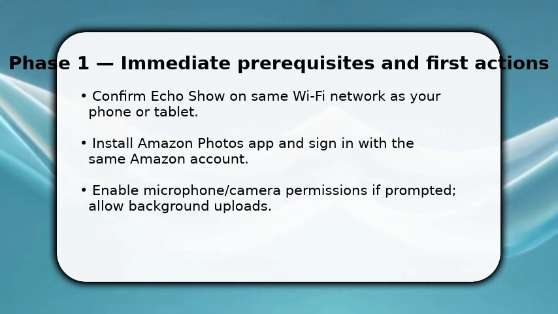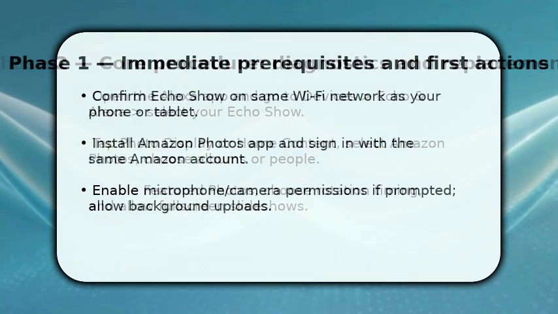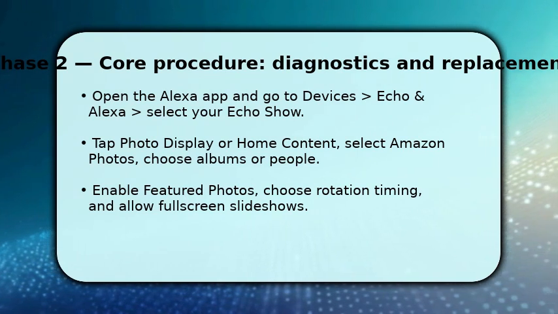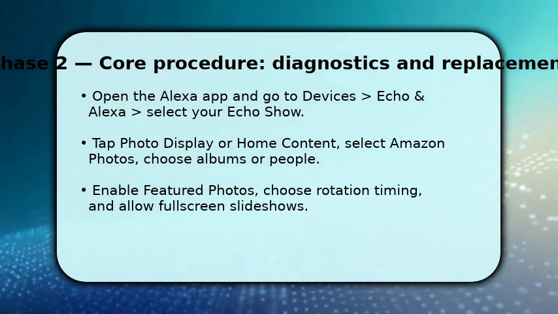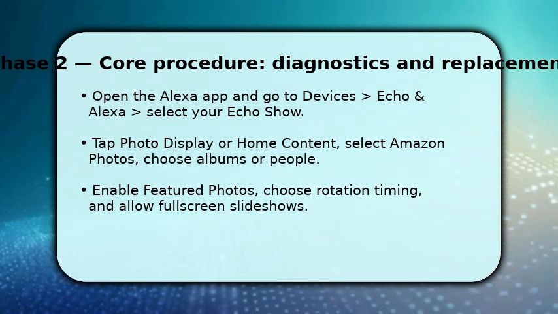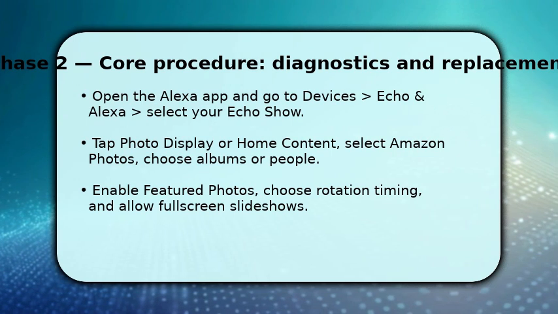Now open the Amazon Photos app and confirm your library is visible and backed up. Once your photos are backed up, switch to the Alexa app to link content. Go to Devices, pick your Echo Show, then choose Photo Display or Home Content. Select Amazon Photos as the source, then pick albums, people, or featured photos you want on the screen.